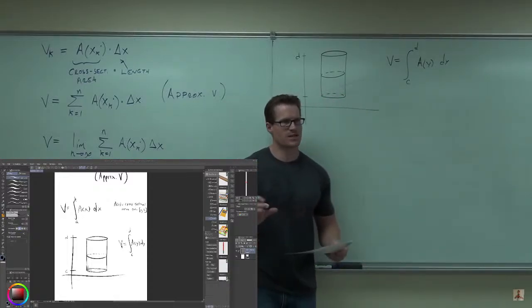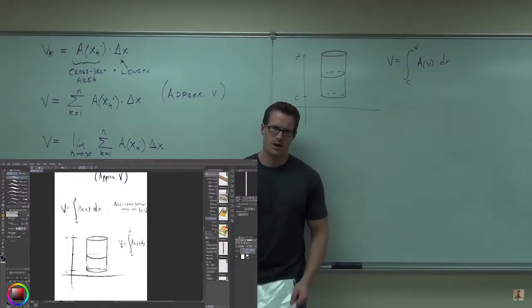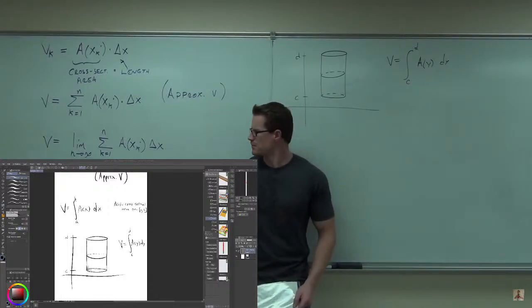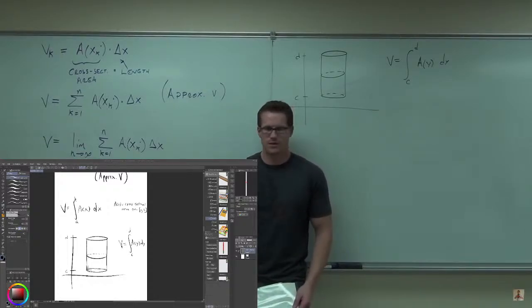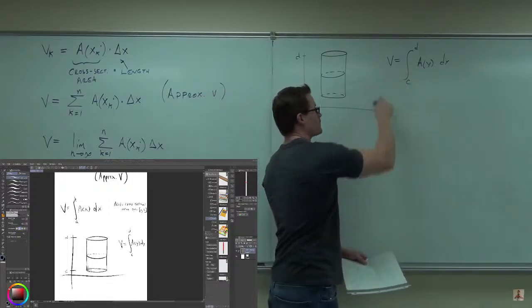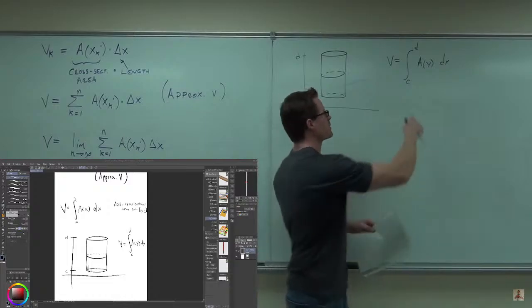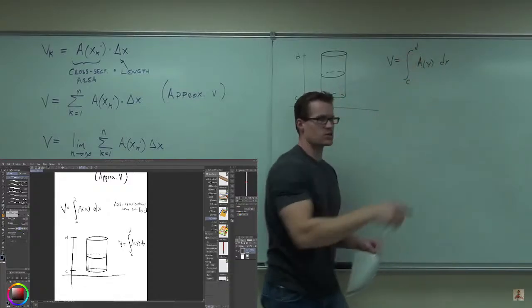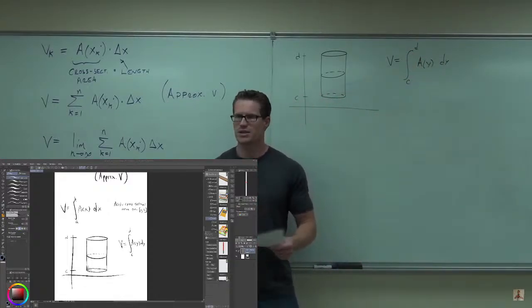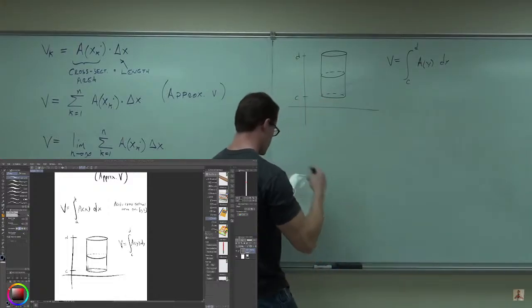So basically what this says in English is the volume of a solid is found by integrating the cross-sectional area from A to B. That's what that says in English. The volume is found by integrating the cross-sectional area, the area of that cross-section of a three-dimensional space, from C to D in this case, or from A to B. Would you like to see an example of how this is done? Yeah. It's kind of cool. It's not too bad.